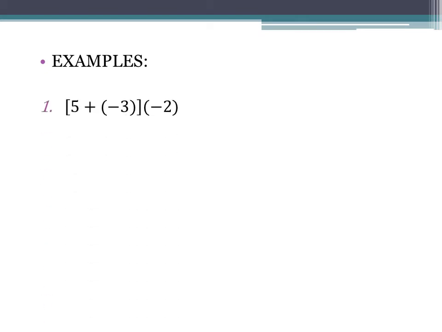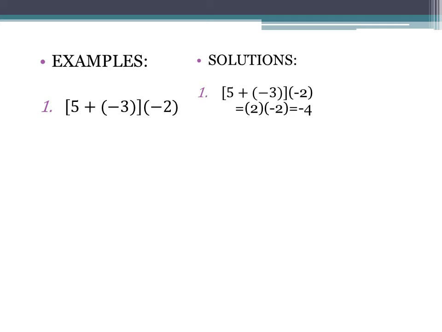Example 1: we have the quantity of 5 plus negative 3, times negative 2. Here's the solution. Always remember, we have parentheses, exponents. So, parentheses, we have brackets. First, 5 plus negative 3. Since they do not share a common sign, just subtract, then copy the sign of the bigger number. So, 5 minus 3 is equal to 2. The bigger number is 5, and the sign of 5 is positive. So, we have positive 2 times negative 2, which is equal to negative 4.